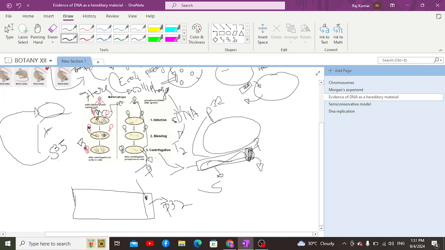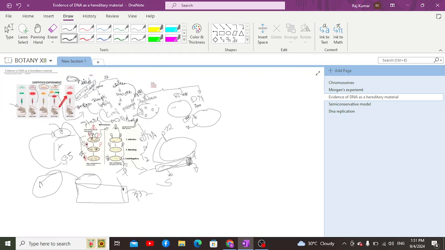One more thing I would like to highlight here: the culture in which the S35 radioisotope-containing bacteriophage was prepared was a different culture from the one in which the radioisotope-containing bacteriophage was introduced to the E. coli bacterium. Let's say the first culture was the one in which the bacteriophages were prepared, with the radioisotopes, and after that these bacteriophages were introduced into another culture which contained the E. coli bacteria. So this is how the experiment was performed.